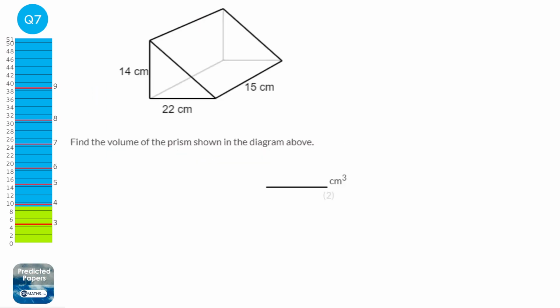It says it wants it to 2 decimal places, so it would be 140.06. To work out the volume of this prism, we need to first of all work out the area of the cross section, which is this part here, so this triangle here.